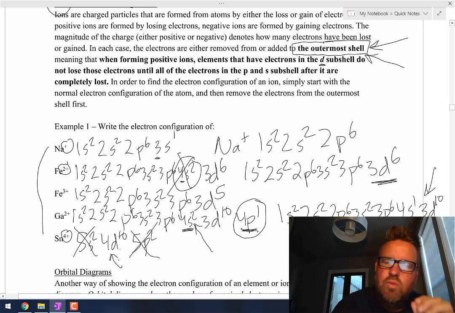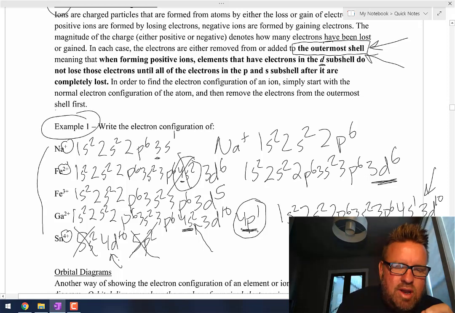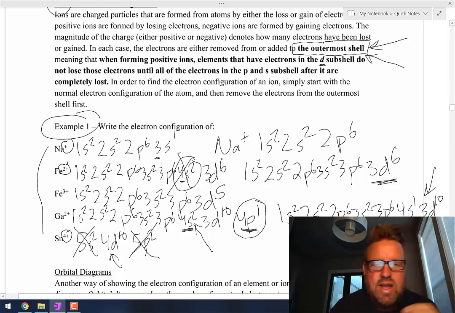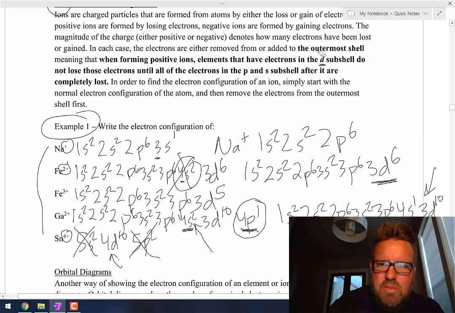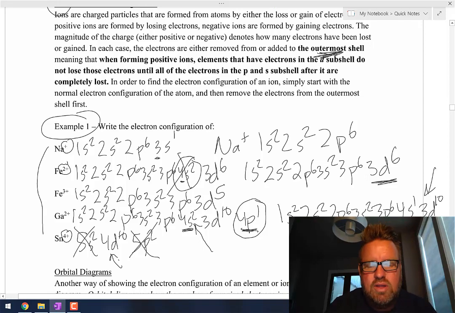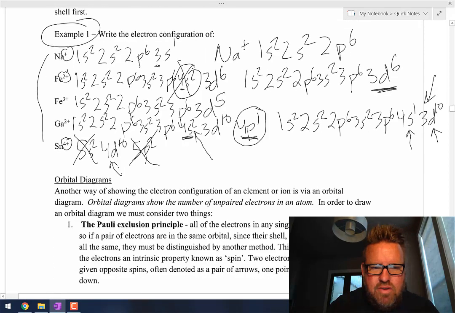Okay, these are really, really common on the AP test, where you have to write the electron configuration of positively charged ions. So make sure that when you do that, you always, again, this upper part here, that outermost shell, that's so important that you take those away first.